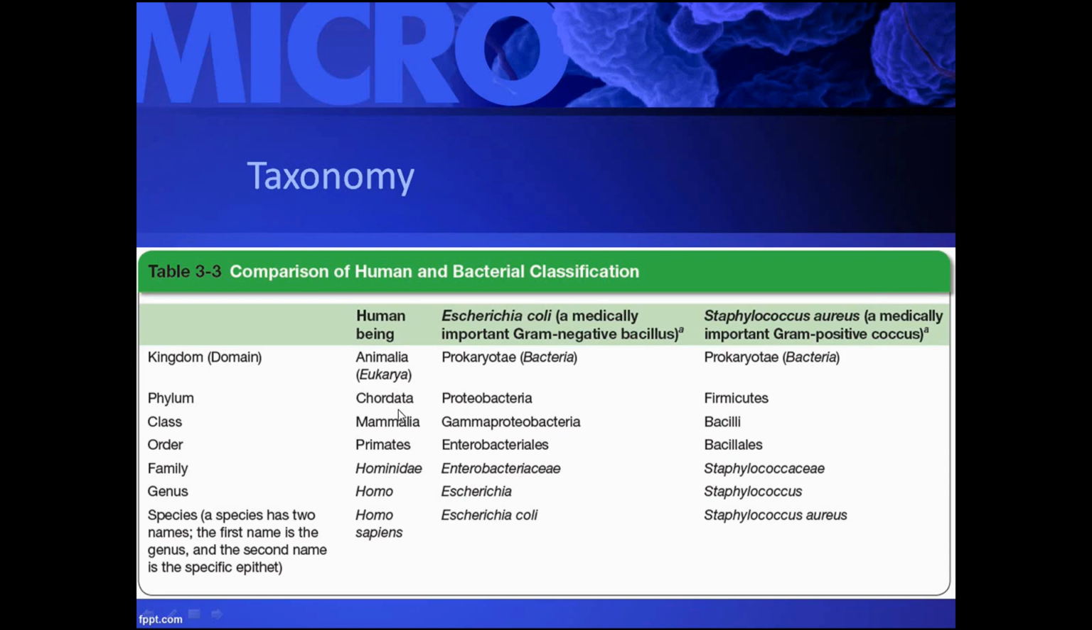You can apply this for Escherichia coli, for example. This is Prokaryota or bacteria, Proteobacteria, and so on, the same way of classification. So we have the kingdom, phylum, class, order, family, genus, species. You have to remember their order.